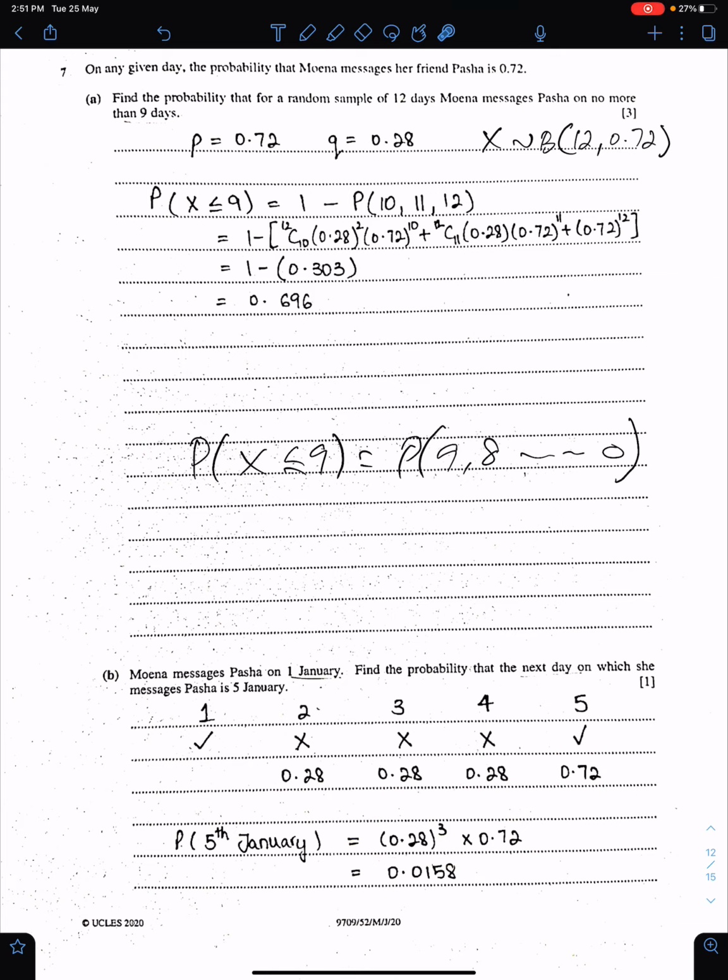You don't need to use a binomial distribution here because the order is important. 1, 2, 3. 0.28 times 0.28 times 0.28 times 0.72. This order is important. And the answer is 0.0158.